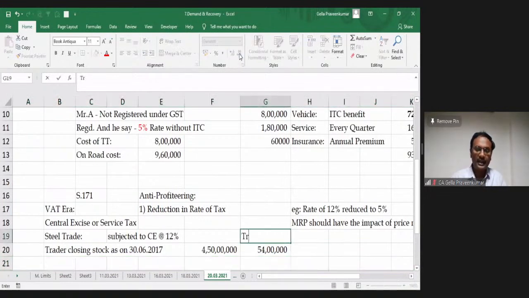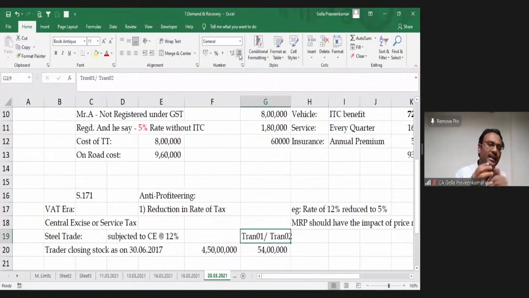Now, if you recollect Tran 1, Tran 2, transitional forms. Using these forms, the benefit of input tax credit has been availed by most of these dealers when there was a migration from the erstwhile VAT, central excise or service tax to GST law. This was the reason why the government felt, look, I'm going to give a seamless benefit of taxation. Whatever closing stock you have, when you migrate, I'm going to give you a closing stock benefit.